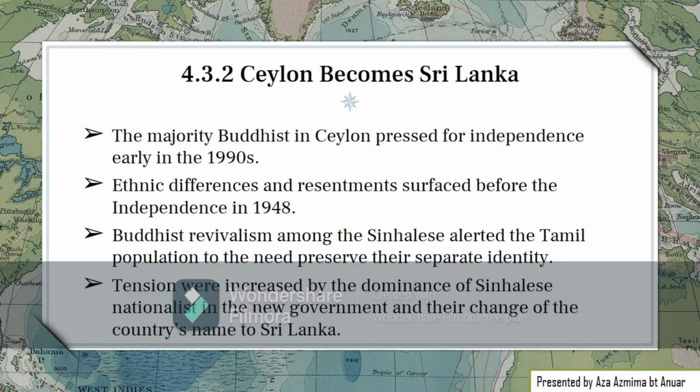And become Sri Lanka. The majority Buddhists in Ceylon pressed for independence early in 1990s. Ethnic difference and resentment surfaced before the independence in 1948. Buddhist revivalism among the Sinhalese alert nation to the need to preserve their separate identity. Tensions were increased by the dominance of Sinhalese nationalists in the new government and their change of the country name to Sri Lanka.